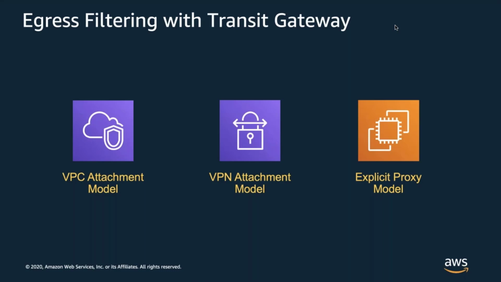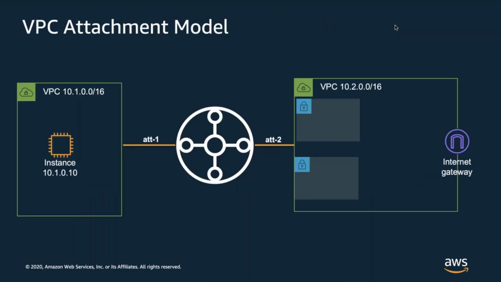And for monitoring or for protecting this flow, we have 3 different ways of attaching the VPC where you have your security appliances into the Transit Gateway. We have the VPC Attachment Model, we have a VPN Attachment Model, and then we have an Explicit Proxy Model. And we'll dive into each one separately. So let's start with the VPC Attachment Model.